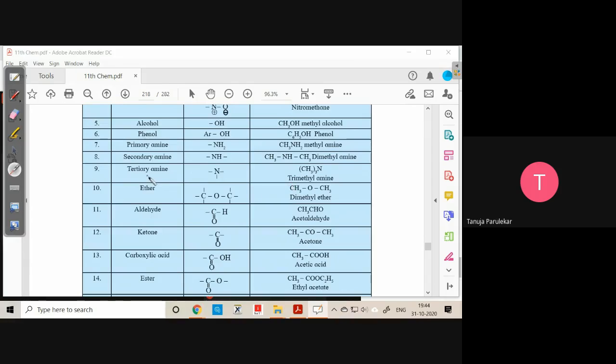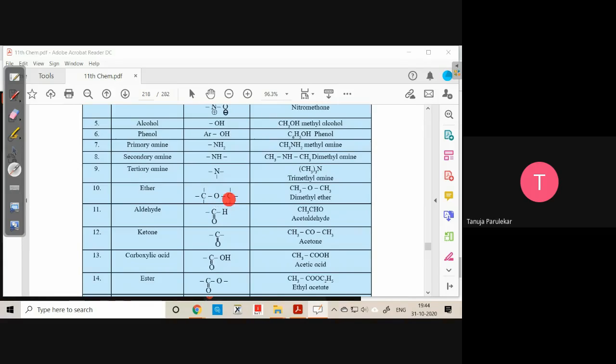This is a primary amine. You can have a secondary amine, that is nitrogen attached to 2 carbon atoms. Tertiary amine is nitrogen attached to 3 carbon atoms. You can see the number of hydrogens on nitrogen is differing. When it is a methyl amine, you have 2 hydrogen atoms. When it is a secondary amine, you have 1 hydrogen atom. When it is a tertiary amine, there is no hydrogen atom. Then you have the ether family.